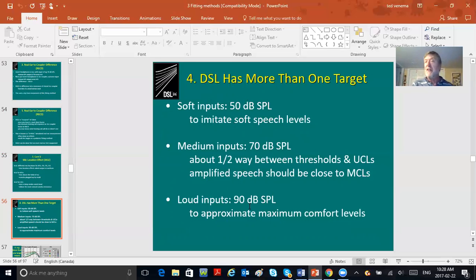50, 70, 90. You can change this. You could say 50, 65, 85. That's okay too. Both of those answers are correct. Doesn't matter. But get a basic grip as to what soft, average, and loud actually represent in dB SPL. 50, 55-ish, 65, 70-ish, 85-ish, 90-ish. Okay? Soft, average, loud. Very important.